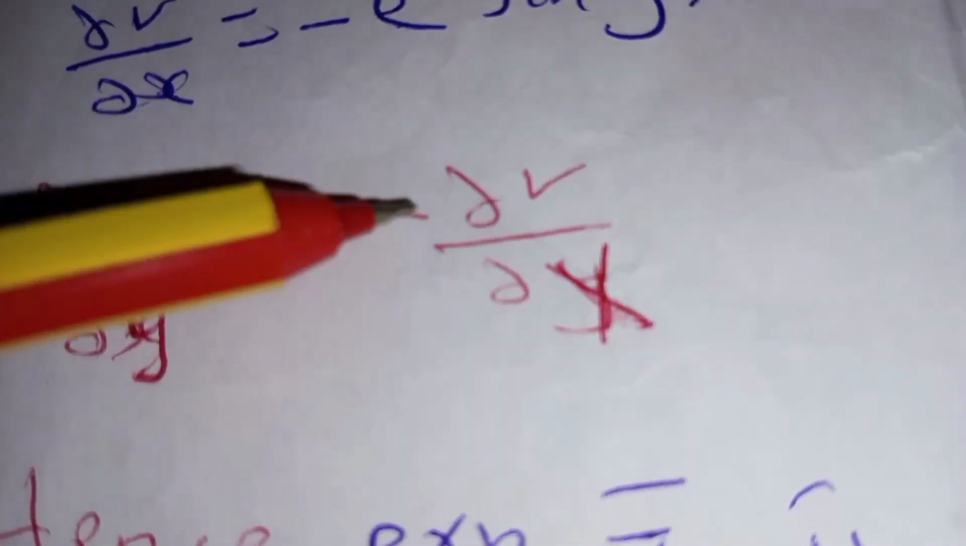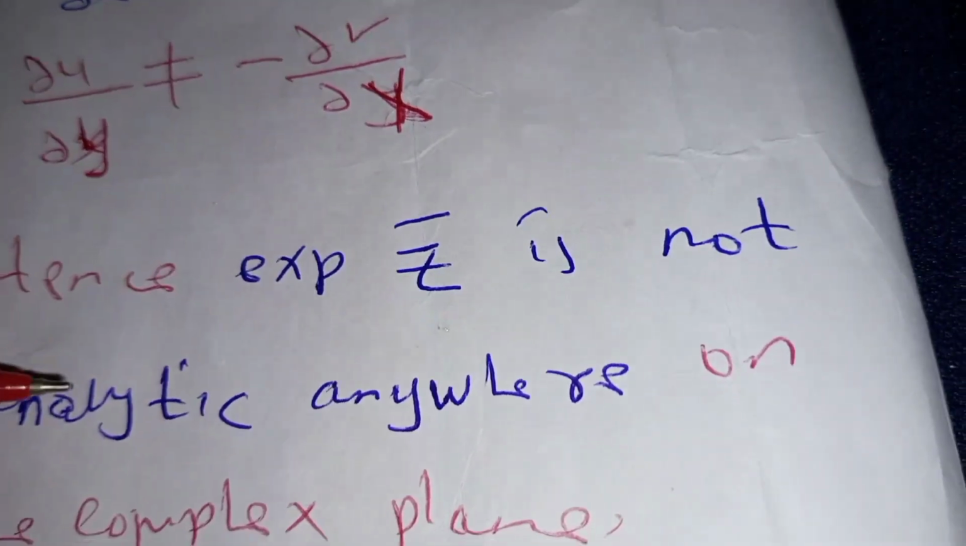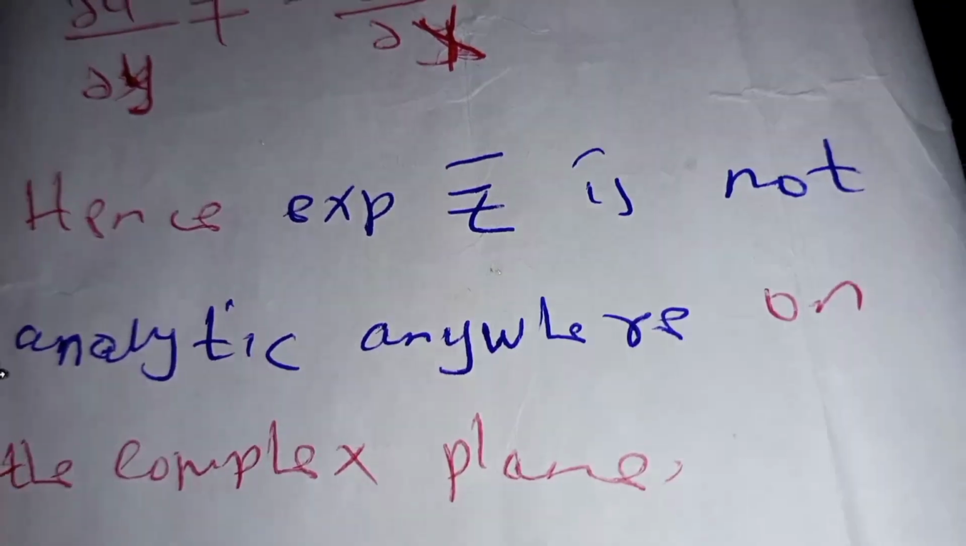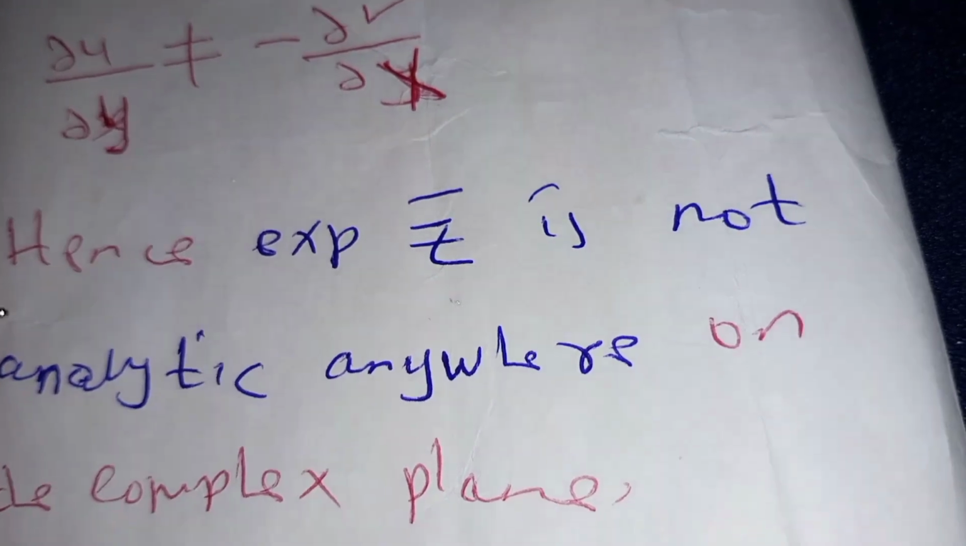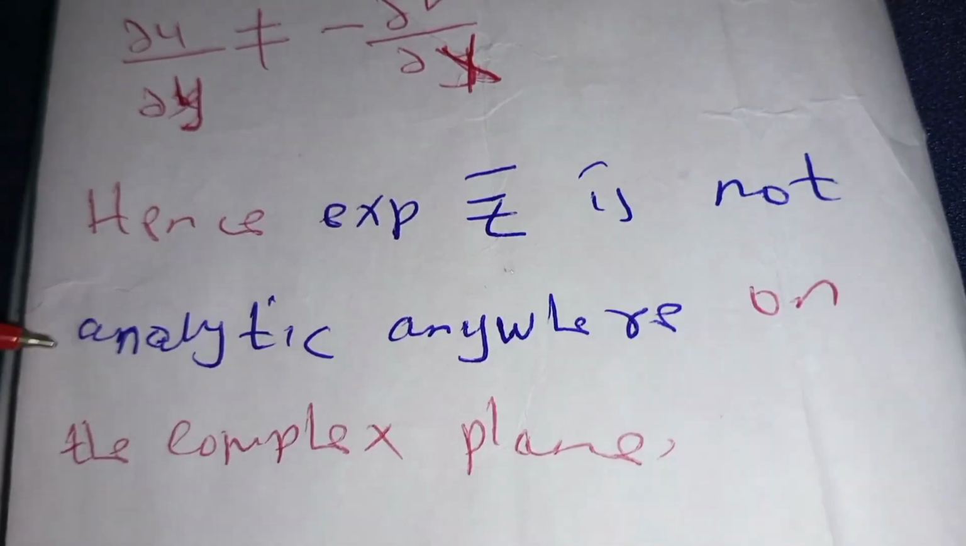We compare these two. Ideally, the Cauchy-Riemann equation tells you that partial derivative of u with respect to x should be equal to partial derivative of v with respect to y. So since partial derivative of u with respect to y is not equal to partial derivative of v with respect to x, then it follows that our given function is not analytic everywhere on the complex plane. If it could satisfy Cauchy-Riemann equation, then it would be analytic everywhere. But since it does not satisfy Cauchy-Riemann equation, it follows that it is not analytic everywhere.